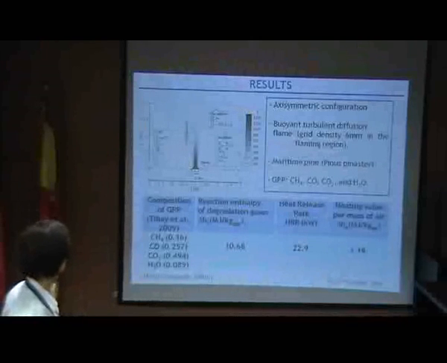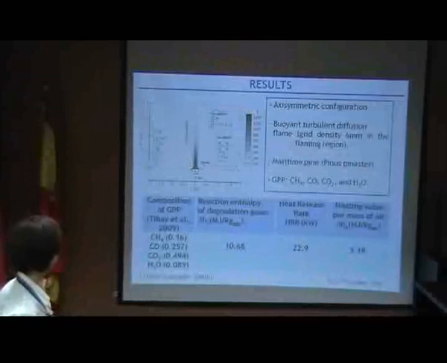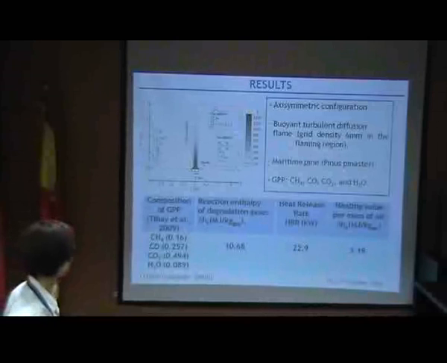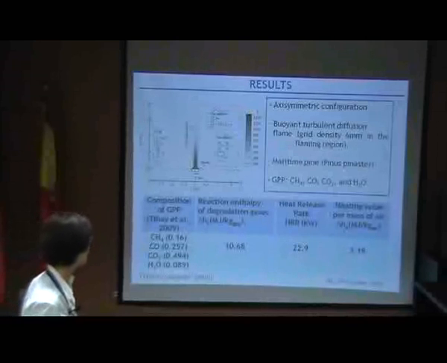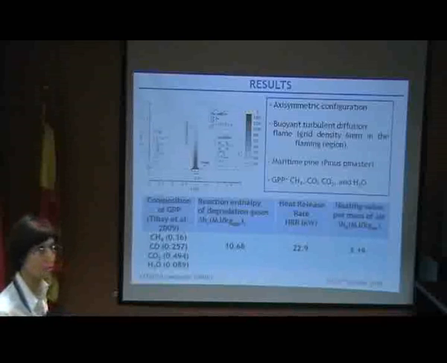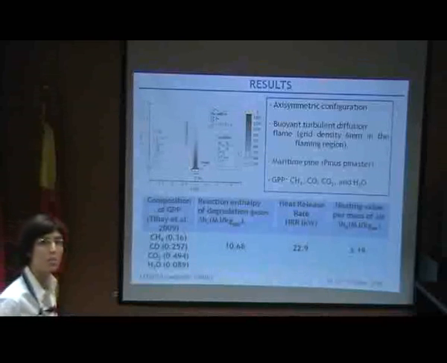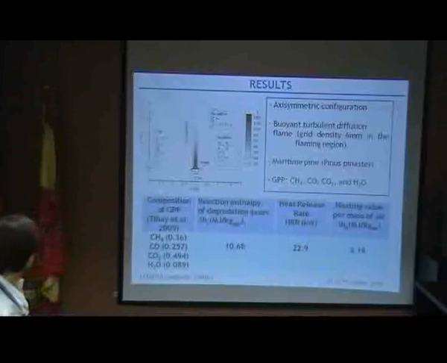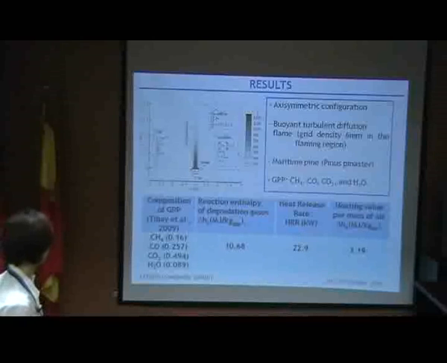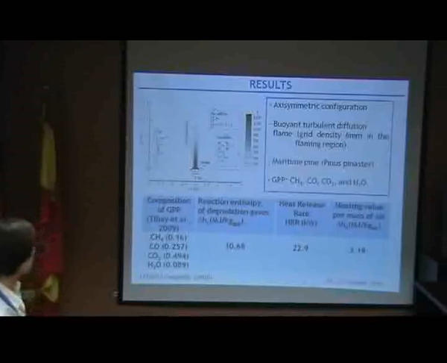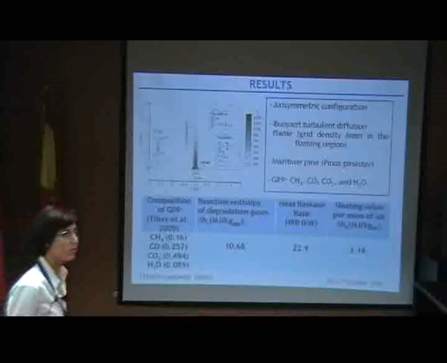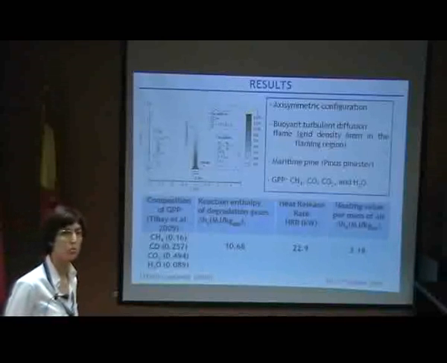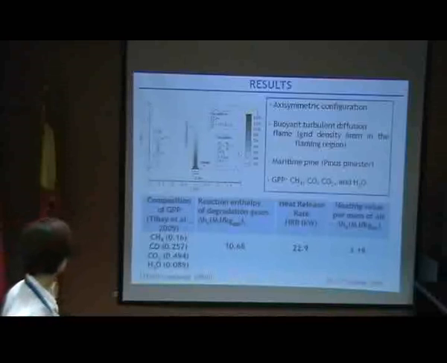The diameter of the burner is 0.3 meters and the grid density in the flaming region is 6 millimeters. The mass fraction of the composition is 0.16 for methane, 0.26 for carbon monoxide, 0.5 for carbon dioxide, and 0.09 for water vapor, and the mass fraction of PPP is adjusted to provide a pyrolysis rate of 22.9 kilowatts.